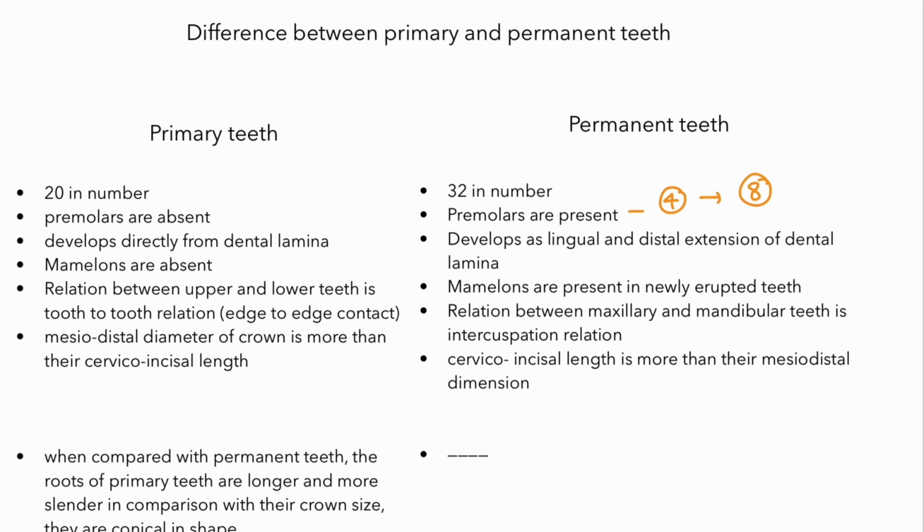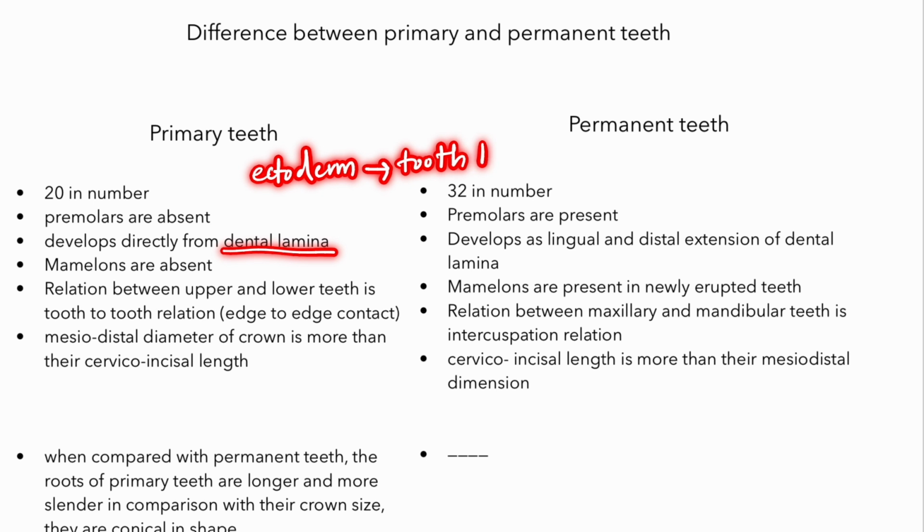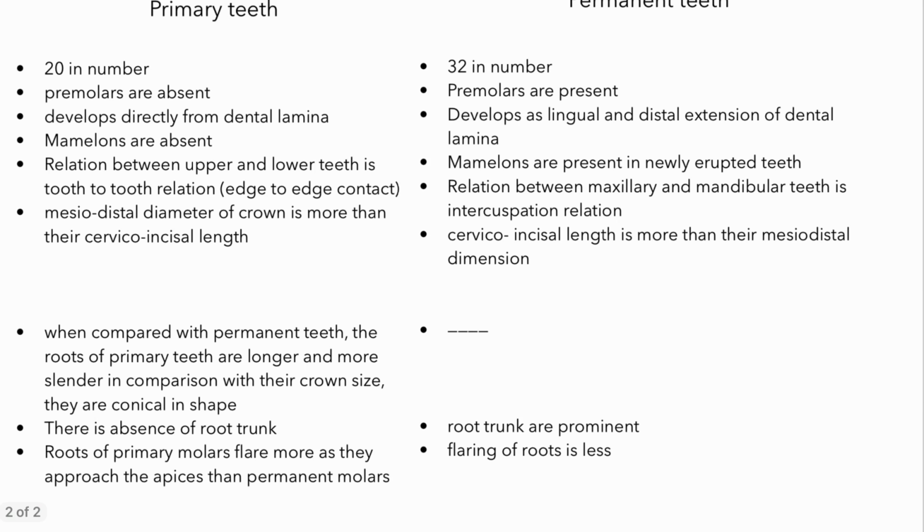Now, the primary teeth develop from the dental lamina. Dental lamina is a band of thickened oral ectoderm, which later gives rise to the tooth buds which form the developing tooth. In case of the permanent teeth, the dental lamina continues to grow and gives rise to two extensions. One is the lingual extension and one is the distal extension. The lingual extension is towards the tongue, while the distal extension is towards the back of the tooth.